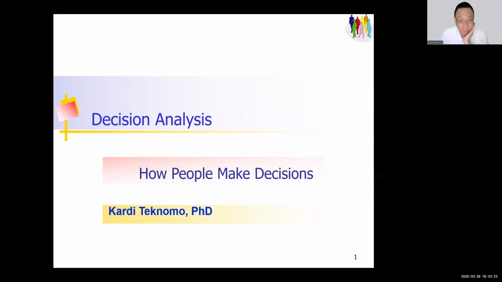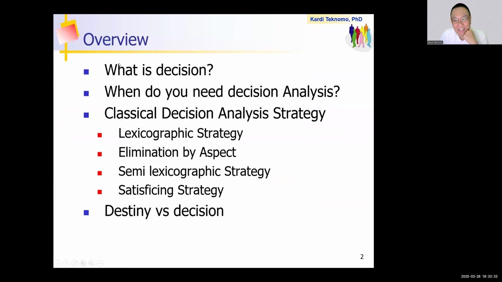So in this topic, this is the start of decision analysis. I want to discuss a few things. First, I want to discuss what is decision. Let's define what is decision. And then next is when do you need decision analysis? After that, I will discuss classical decision analysis strategy. And I will end this with a discussion about destiny versus decision. So this is more on philosophy. Let's start with discussion.